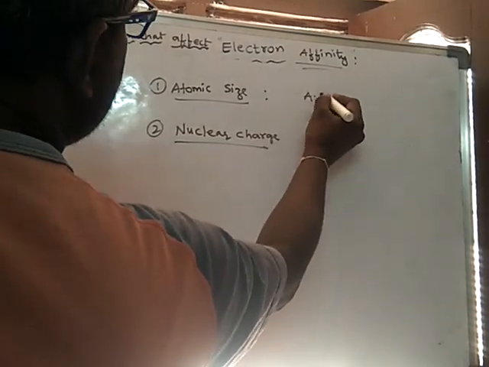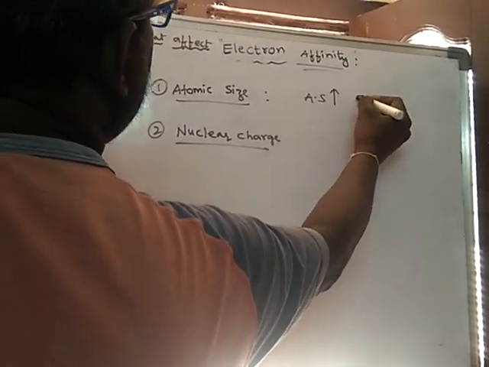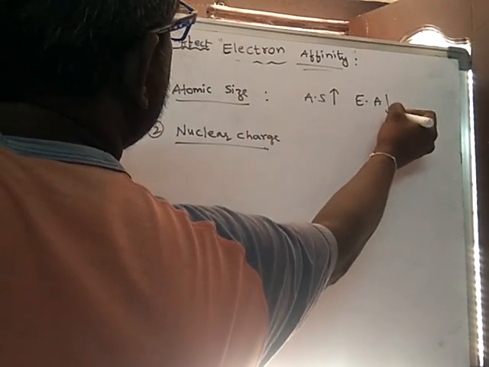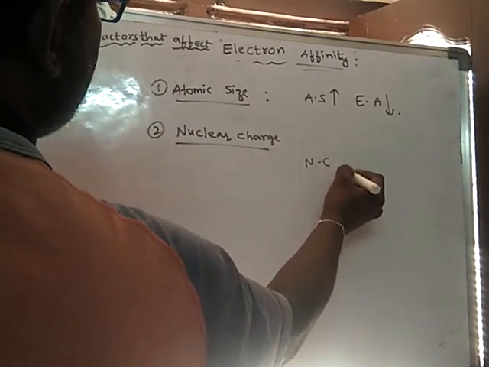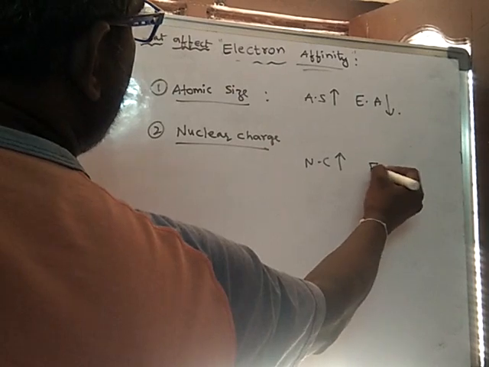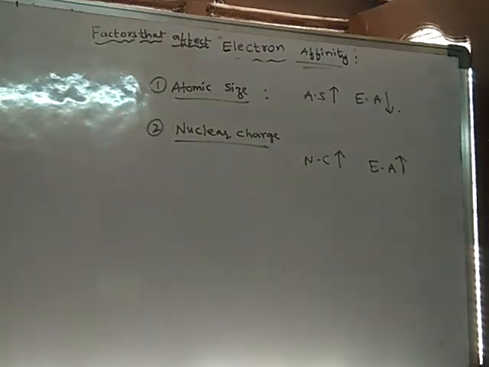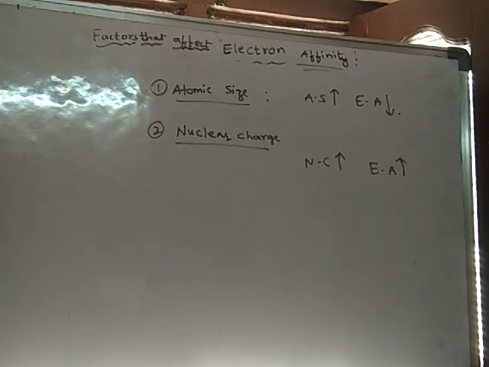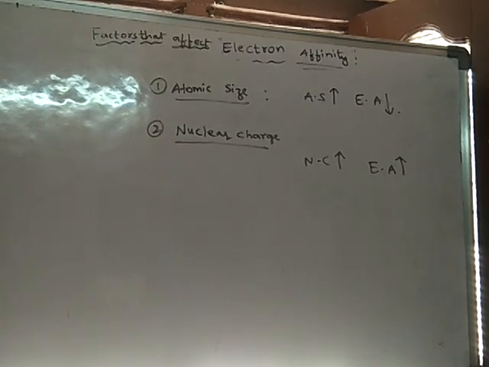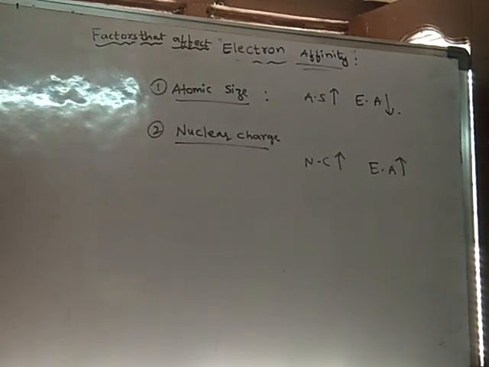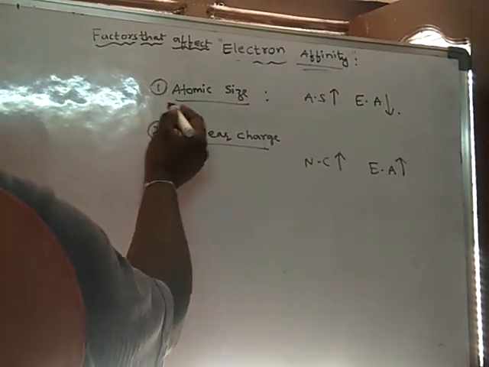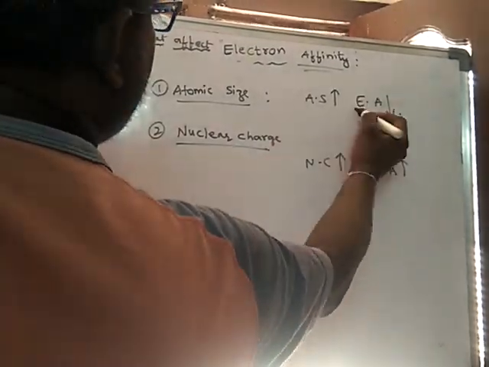When atomic size increases, electron affinity decreases. When nuclear charge increases, electron affinity increases. So what is the reason for this? Why is it happening so?